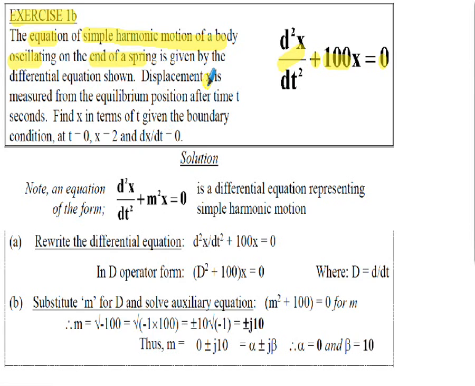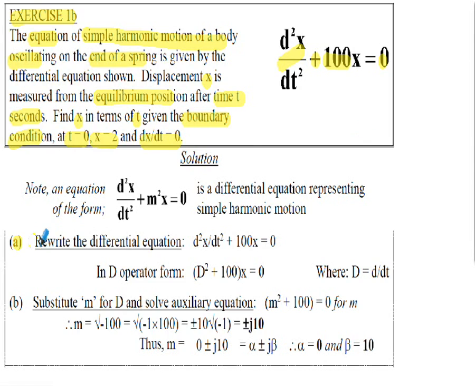The displacement is x and it's measured from the equilibrium position after time t, which is in seconds. We've got to find x in terms of t, given the boundary condition that t is equal to 0 when x is equal to 2 and dx by dt is equal to 0. We've got to find the particular solution.